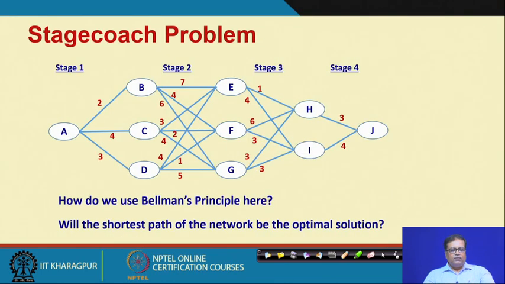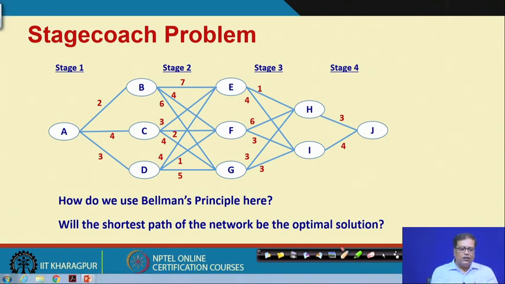The stagecoach problem is essentially, let us say a stagecoach is moving from a city A to a city J, is all right. The stagecoach has to move through a number of cities, and initially to a set of cities B, C, D, from where to another set of cities E, F, G, to another set of cities H and I, and finally to J.